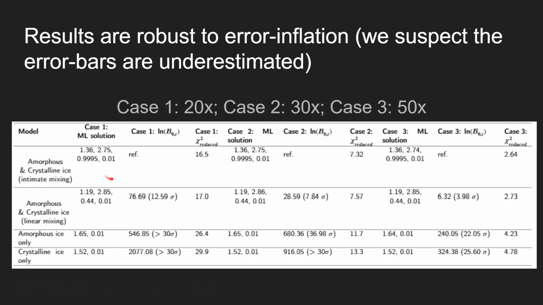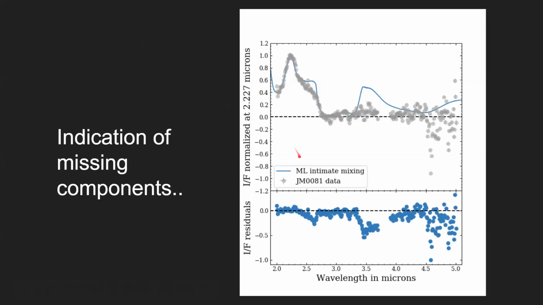And if you look at the best fitting solution for this model, it looks something like this. This is the maximum likelihood solution for the intimate mixing model. You can see that there is a clear mismatch in certain wavelength regions where our simple model, which only has two kinds of water ice, is not able to fit the data. This points to the fact that there are missing ingredients in the model. And we know that because hydrated acids, salts, oxides, and many other things have been found on the surface of Europa.